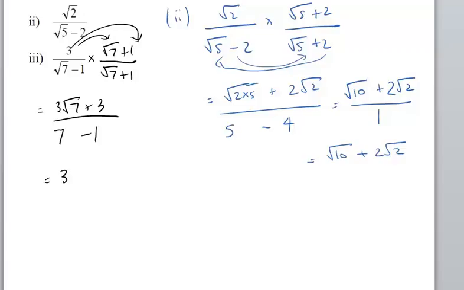So we end up with 3 square root of 7 plus 3, all on 6. And we can simplify this out. Everything here will divide by 3, giving 1, giving 1, and giving 2. So we can have square root of 7 plus 1, all on 2.